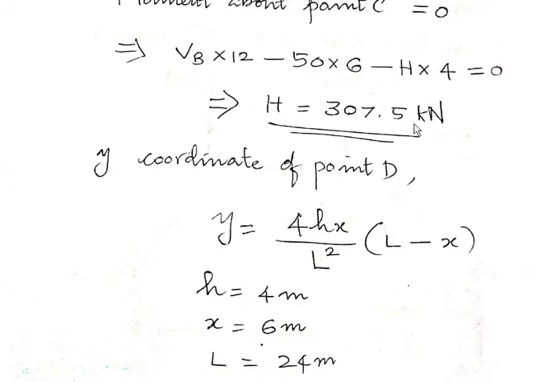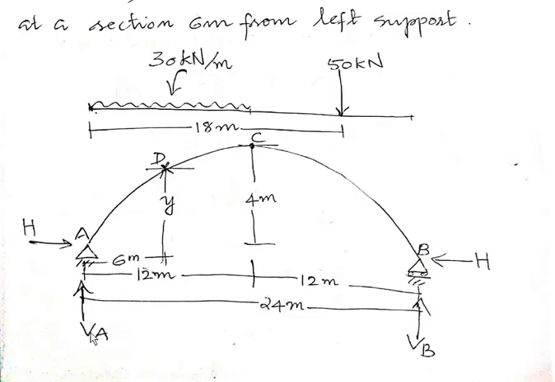So that is the value of h, 307.5 kilonewton. Okay, again I am reminding, wherever you write any value, you have to write the unit along with the value. VA or VB or H or any moment, when you do, you have to write the unit along with the value. So here we got all the reaction components now.